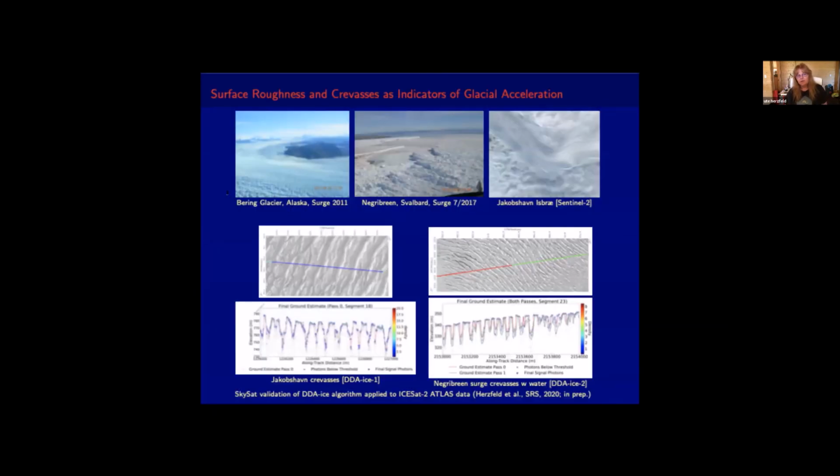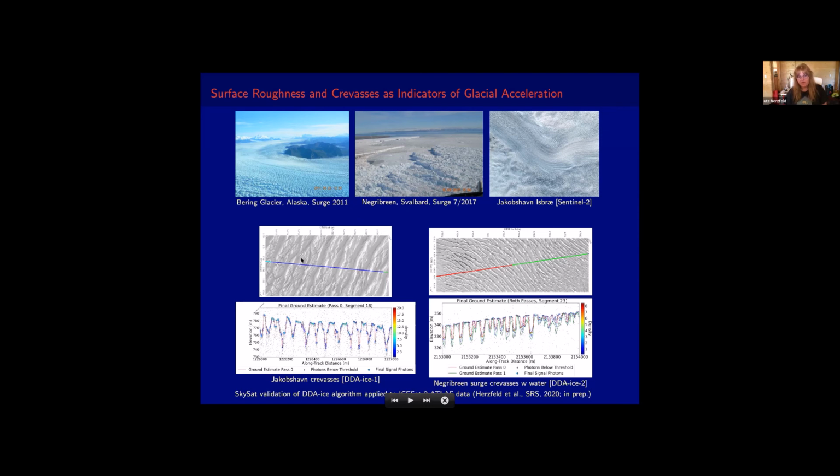Now to the glaciological motivation. We take an approach centered on surface roughness and crevasses as indicators of glacial acceleration, which is exemplified here by different prototypes of fast movement, such as the Bering Glacier in Alaska, which surged in 2011 to 2013. Here's, of course, Negribreen and Jakobshavn Isbrae, which is always moving fast and the best studied outlet glacier in the Greenland ice sheet.